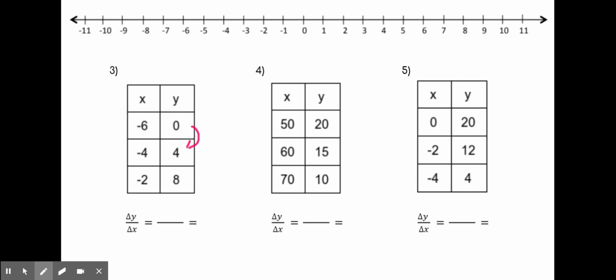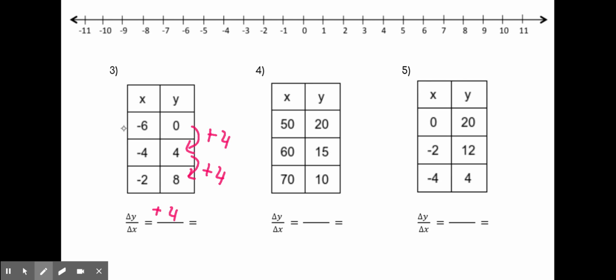How do I get from 0 to 4? Well, to get from 0 to 4, I add 4, right? You could check that here. From 0 to 4, I go in the positive direction and I go 1, 2, 3, 4 spaces, right? How do I get from 4 to 8? Well, from 4 to 8, I go 1, 2, 3, 4 spaces, so I add 4. So my change in y is a positive 4.